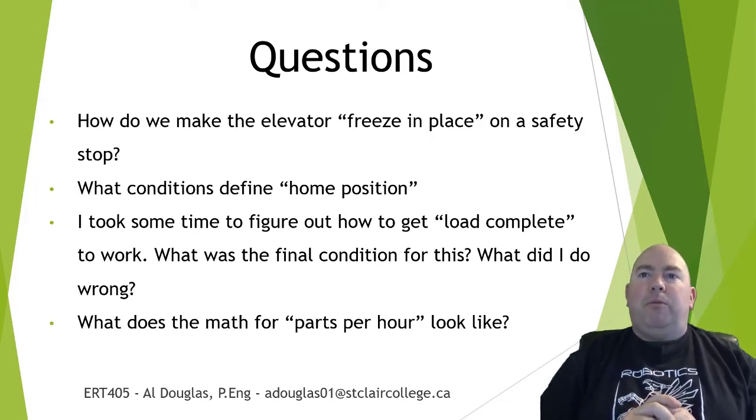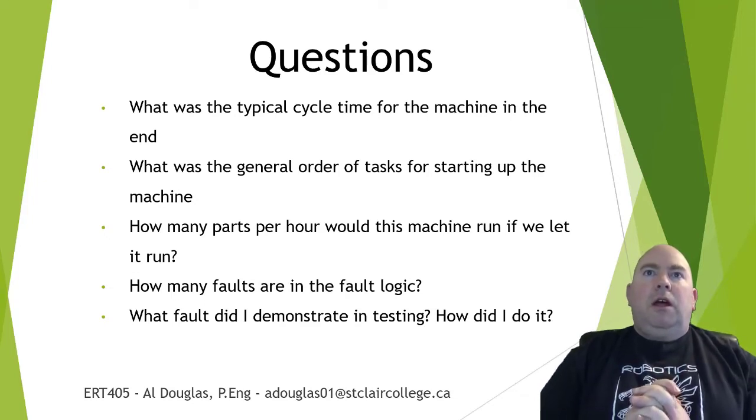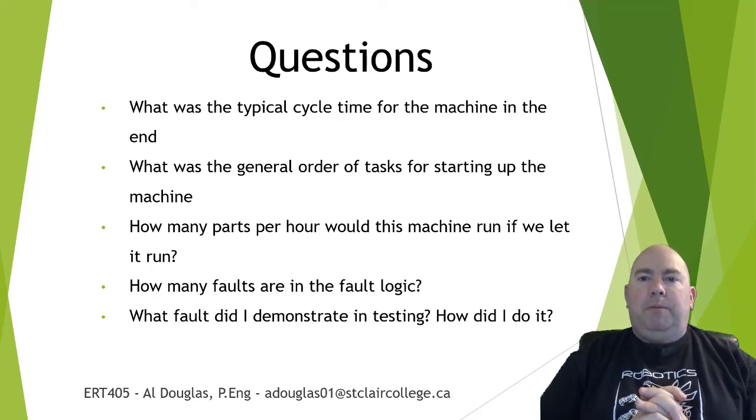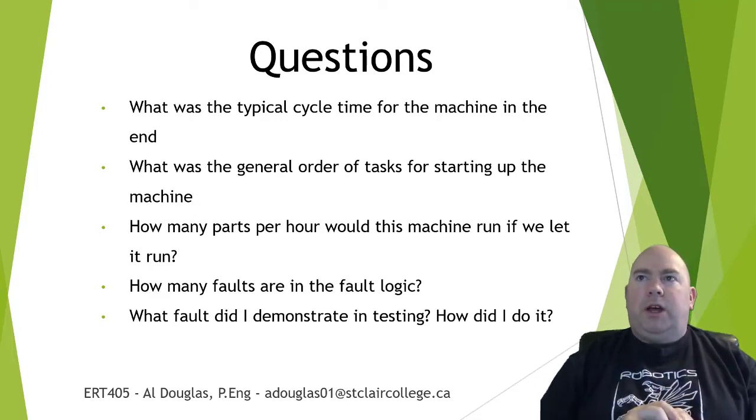What does the math for parts per hour look like? Know what that math looks like and how to explain it. What is a typical cycle time for this machine in the end when it's actually running? And then what was the general order of tasks for starting the machine up? That should be consistent with the way you would start up any type of machine, the way that we did here. How many parts per hour would this machine run if we let it run? We actually calculate the parts per hour, so if it just runs for a little while, where's that number going to settle for parts per hour that you'll see?